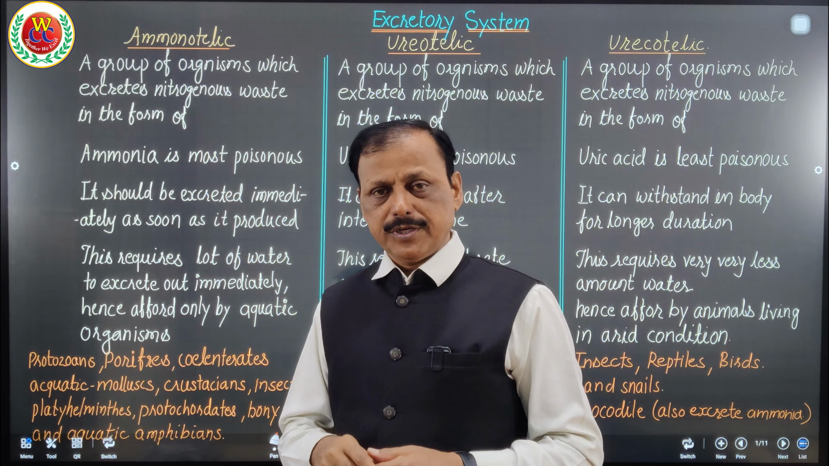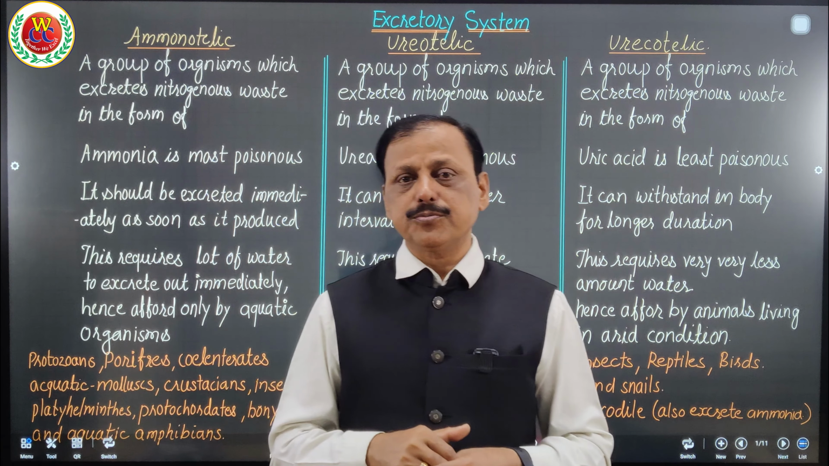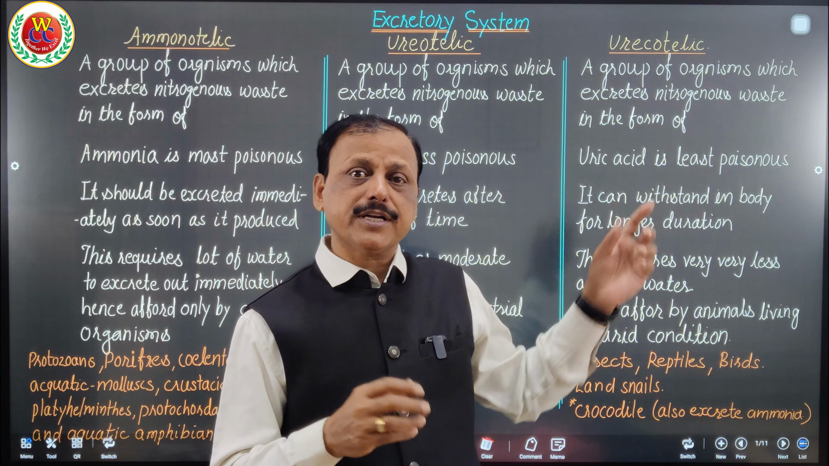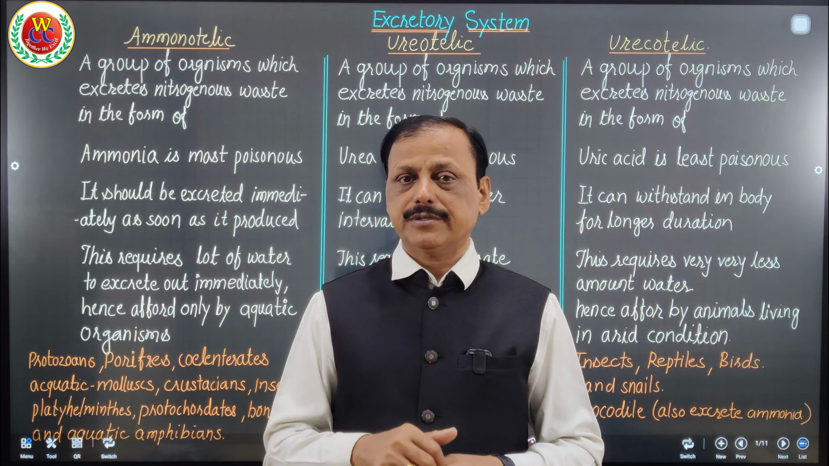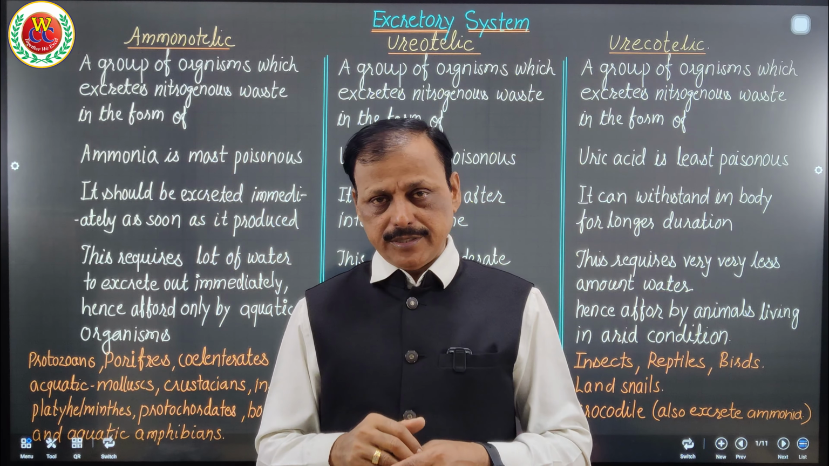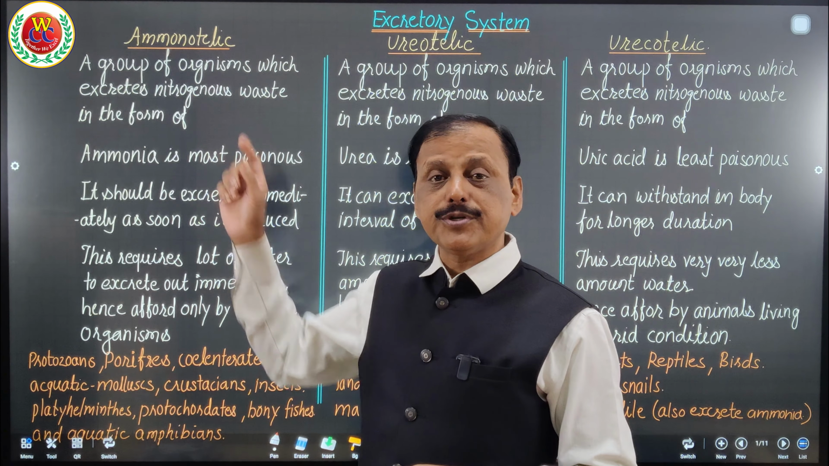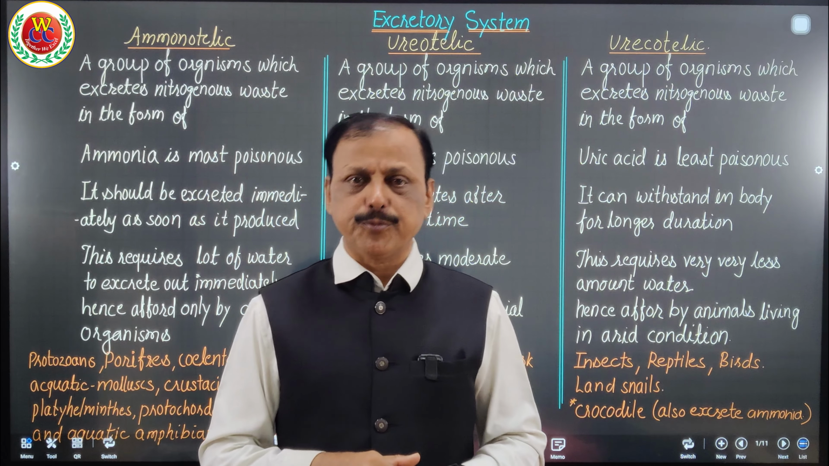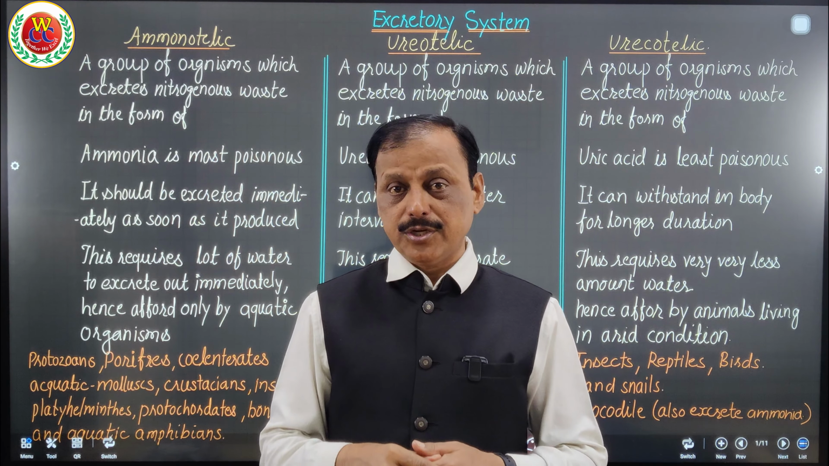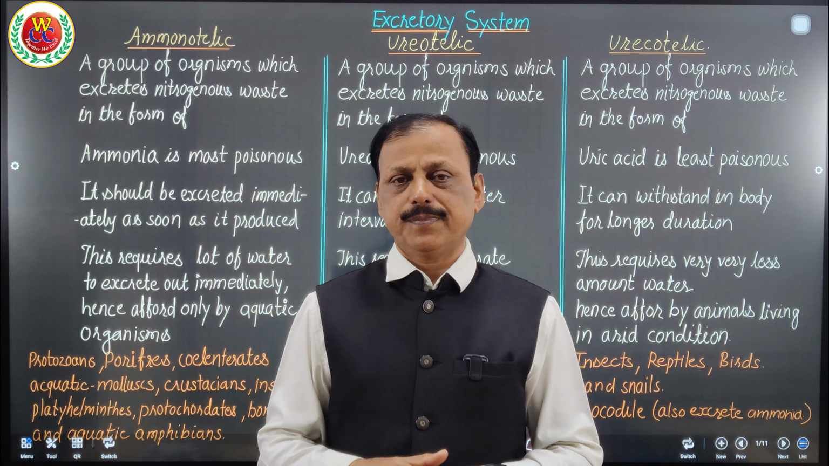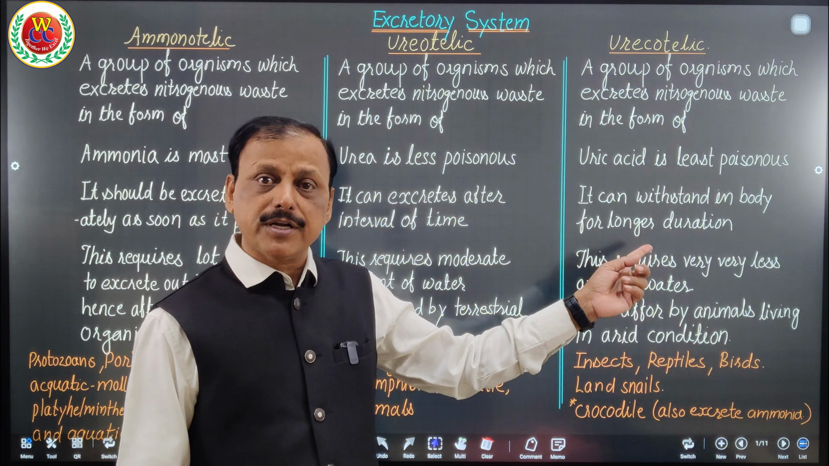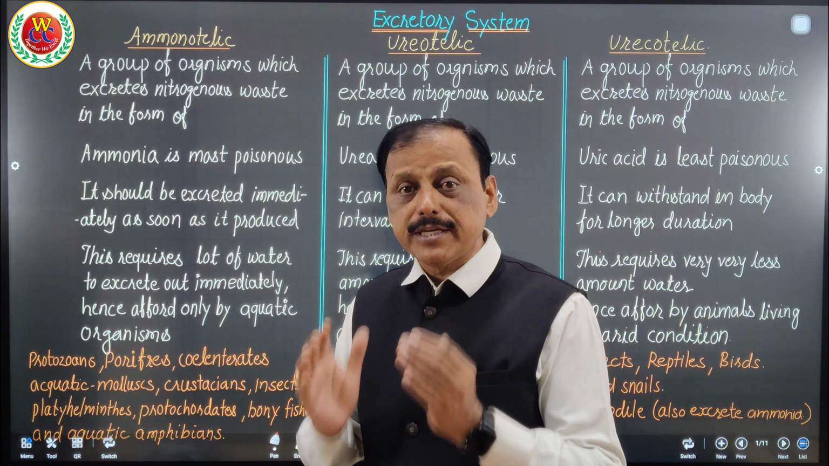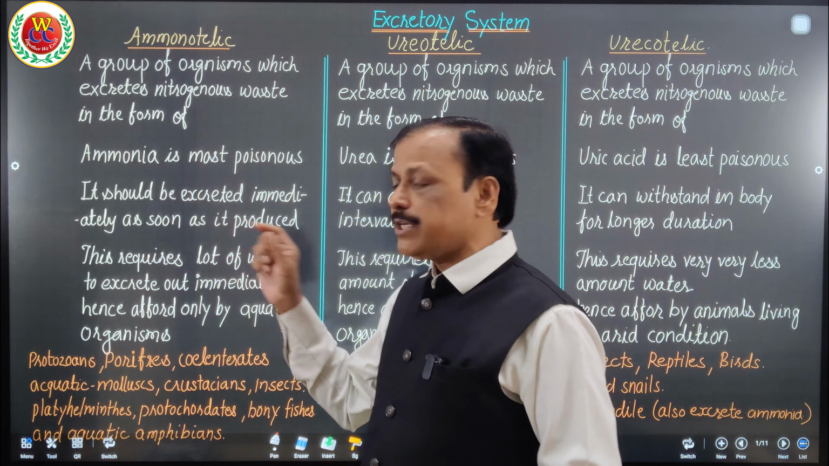Aquatic organisms are adjusted to excrete ammonia, but terrestrial organisms, and especially those living in scarcity of water, cannot, because excreting ammonia requires a lot of water. Why? Because ammonia is highly poisonous. As soon as it is produced as a byproduct of protein metabolism, it has to be removed immediately, and removing it immediately requires a lot of water. Can terrestrial organisms or organisms living in scarcity of water adjust? No. Therefore, only those living in aquatic conditions with plenty of water can adapt to it.